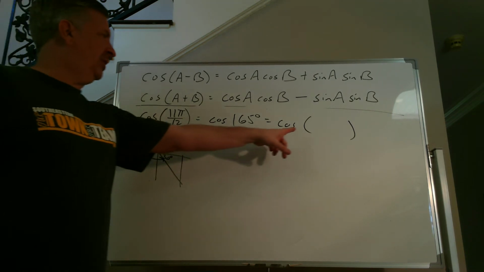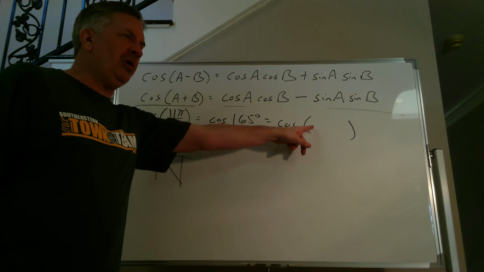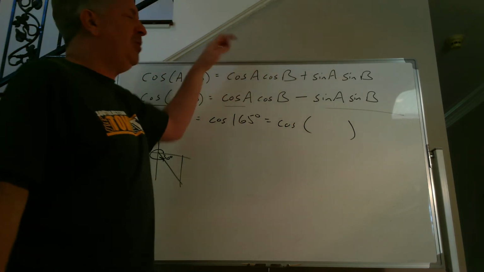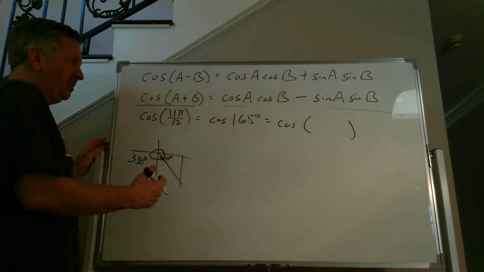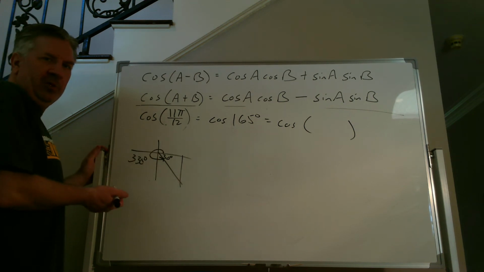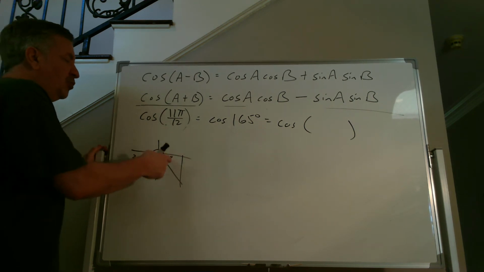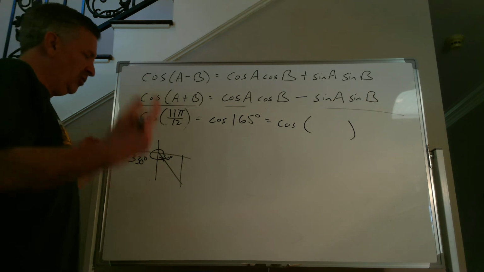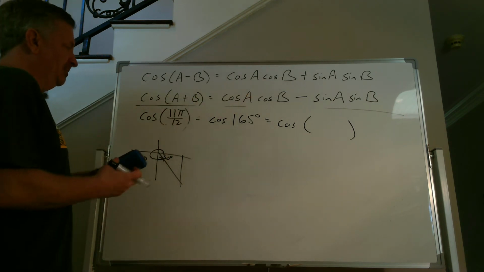So if I wanted to put 330 degrees here, I could, because remember, the angles A and B you have to be able to find trig function values for. We could use 330 if we want to. So any angle that has a reference angle of 30 or 60 or 45, you can use.